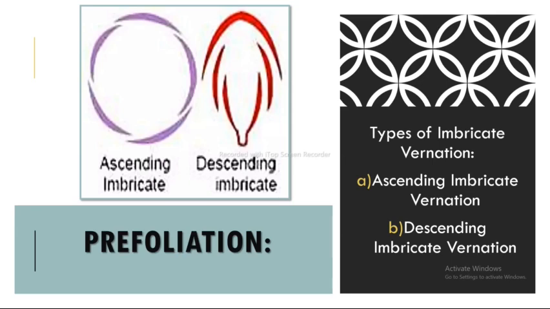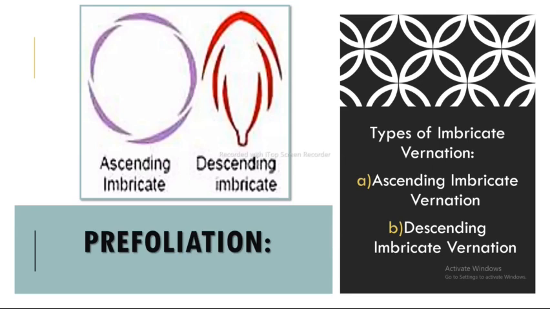It is of two types. First is the ascending imbricate. The posterior petal is the innermost, and its both margins are overlapped. For example, in Cassia, Bauhinia, and Gulmohar, etc.